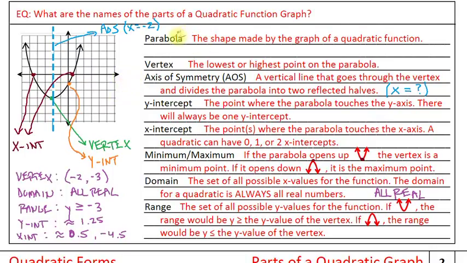All right, so there are the names of the parts of a quadratic function graph that you need to understand well.